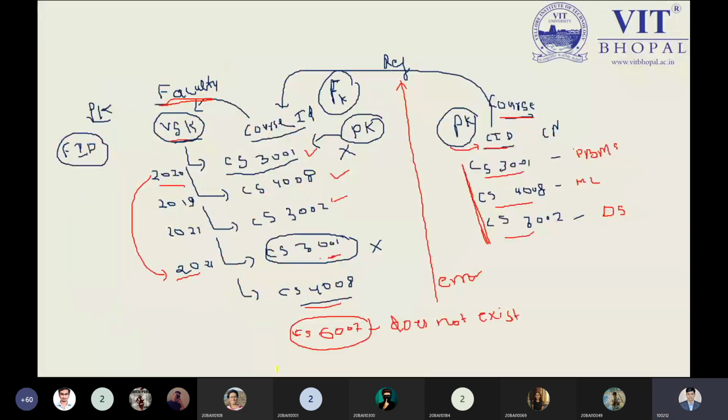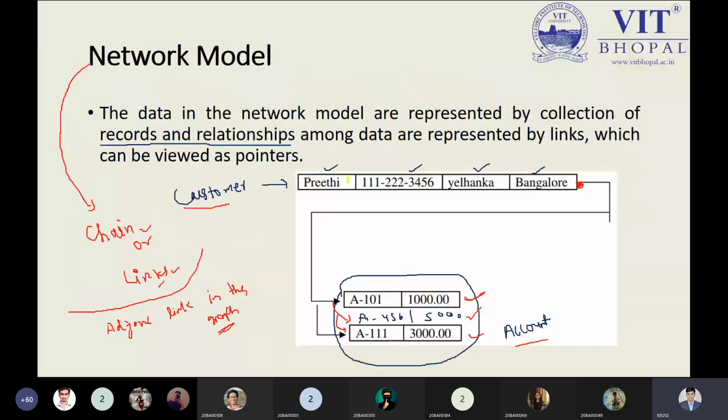So this was the example I have taken. Now, after understanding our model, which we have discussed, that is known as the relational model, next we have the network model.